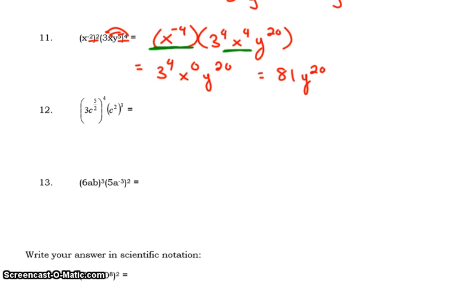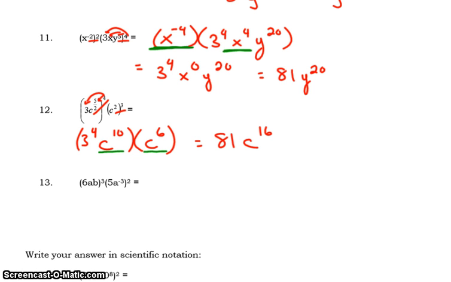Okay, same idea in number 12. I have an exponent on the outside that I have to give to both terms, so this is going to become 3 to the 4th. C to the, now again, power to a power is a product, so I'm going to multiply 5 halves times 4, which is 10. And then I'm going to multiply that by c to the 6th, because I have a power to a power that I need to multiply. Over here I have like bases again, so I'm going to do 3 to the 4th, which is 81. And keep the base of c and add the exponents since I'm multiplying.